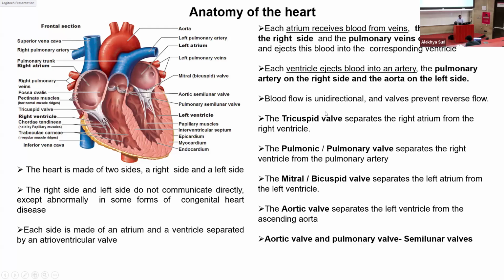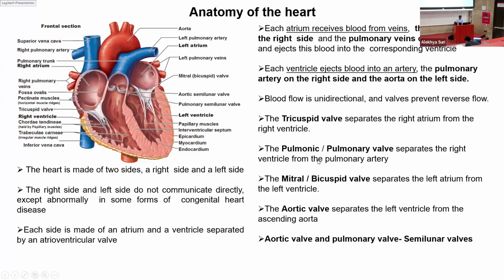And the blood flow is unidirectional. So the valves are very important, and they play an important role in preventing the reverse flow of the blood from one chamber to another chamber. And the names of the valves are based on the structural arrangement of the valve. For example, the valve which separates the right atrium from the right ventricle is called the tricuspid valve. If you look at the valve, you will see three cusp-like structures. So that's why it's called the tricuspid valve.